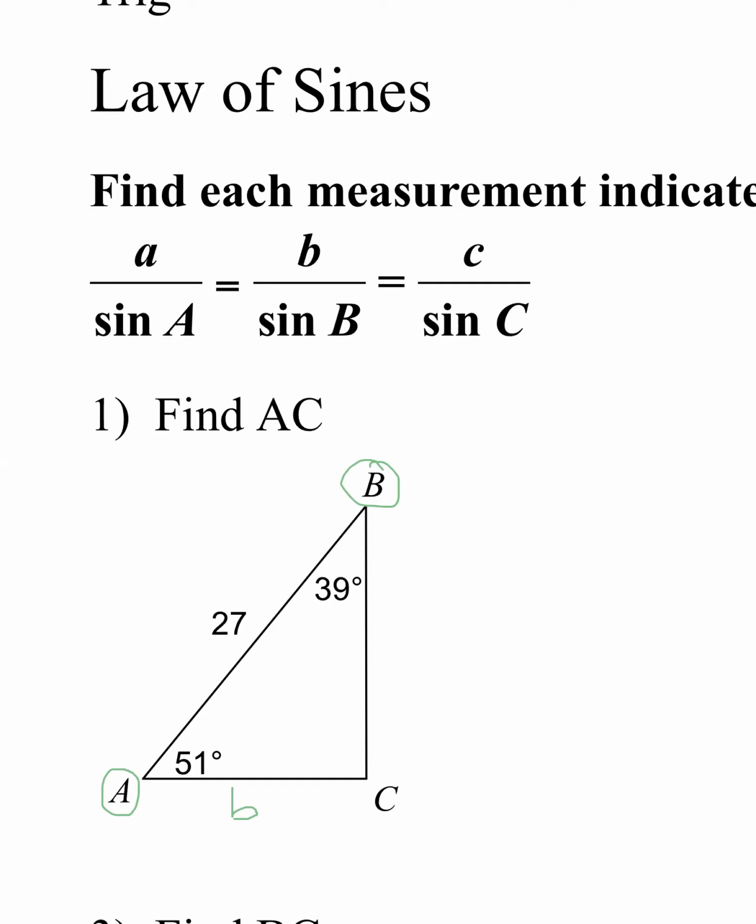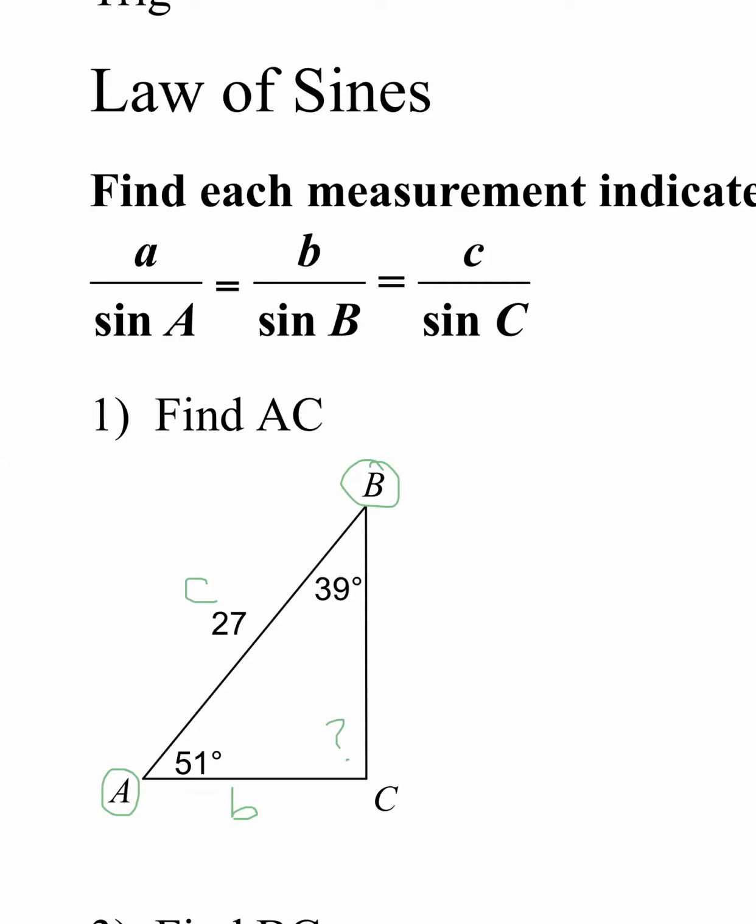What letter is that one? Is that lowercase a? It's obviously not B because we already have that. Or is it lowercase c? Hopefully you said lowercase c because it's across from angle C. All right, so look at what I have and what I need. And actually, I told you a little fib. I said that we weren't going to need angle C, but we do, because that's the side that I have. Sorry. So first, let's start off by finding this missing angle.